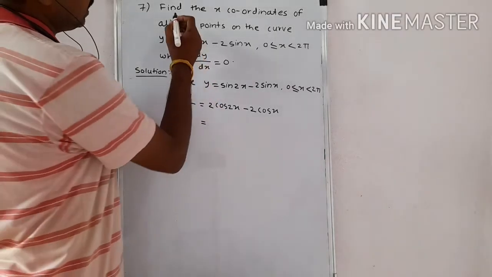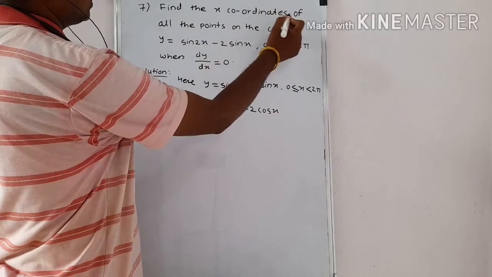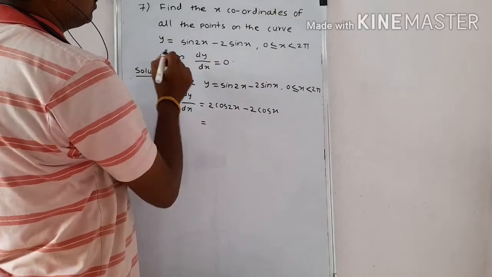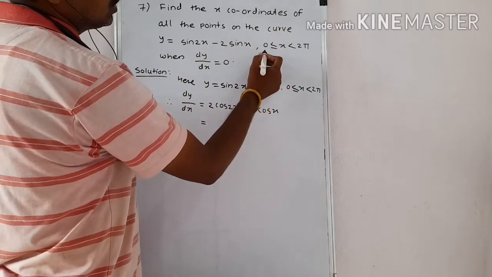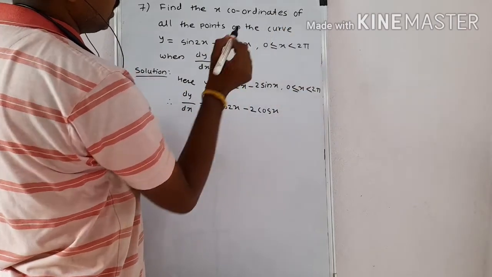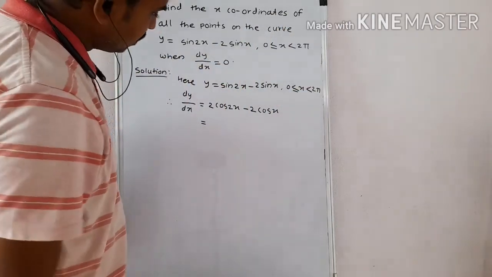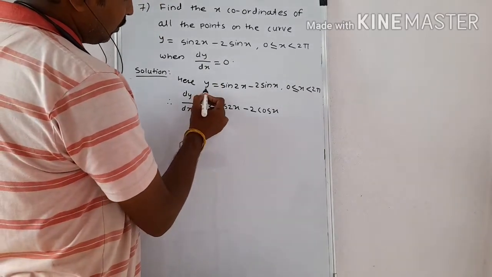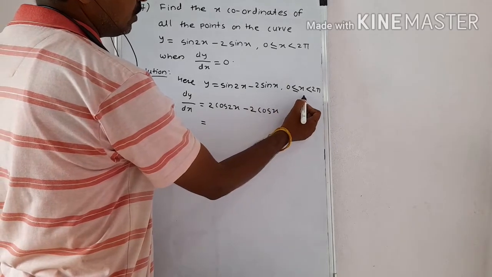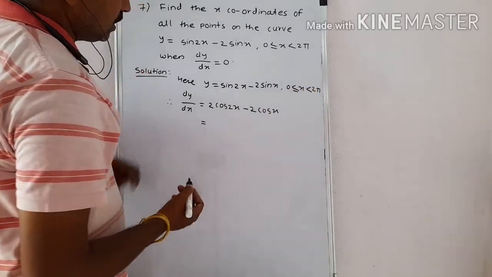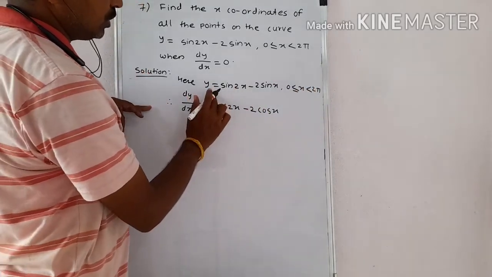Now second example is find the x coordinates of all the points on the curve y equal to sin 2x minus 2 sin x. Their domain for x is 0 less than equal to x less than twice pi when dy by dx equal to 0. Here formula for y is sin 2x minus 2 sin x. Your domain is 0 less than equal to x less than twice pi. Now firstly we have to differentiate this formula with respect to x.